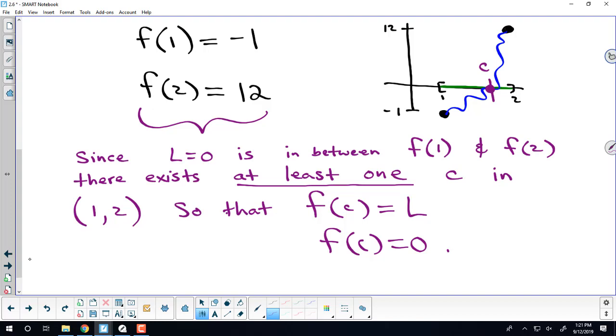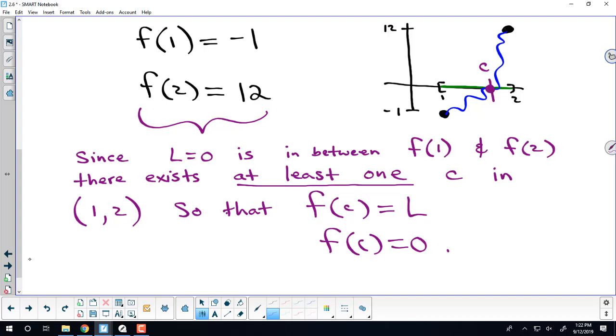So it doesn't really narrow it down, because we know there's a solution in the window from 1 to 2, but there's infinitely many numbers in between 1 and 2. So it really doesn't help as far as determining the solution. There's still an infinite amount. At least we know one solution is in between 1 and 2.